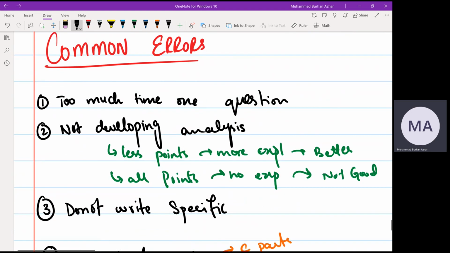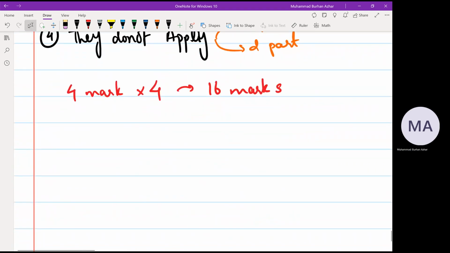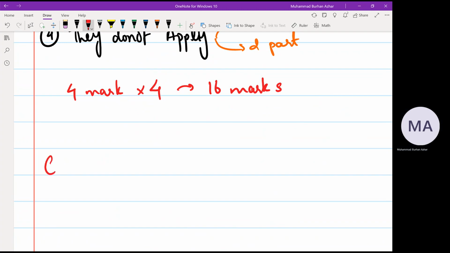And analysis is the same. Analysis holds more importance because there are 6 marks for analysis in one question, and that means if across 4 questions you have not analyzed, you are losing 24 marks of your exam. And here is a general advice.